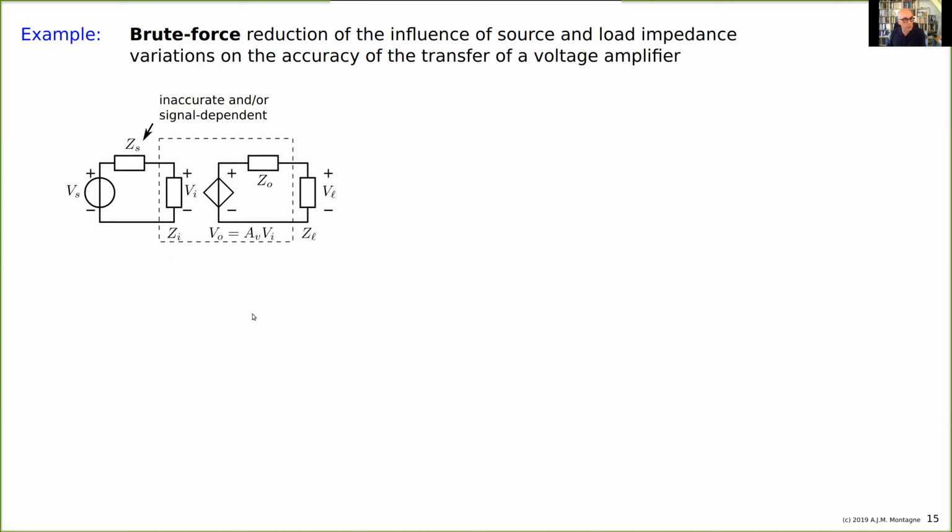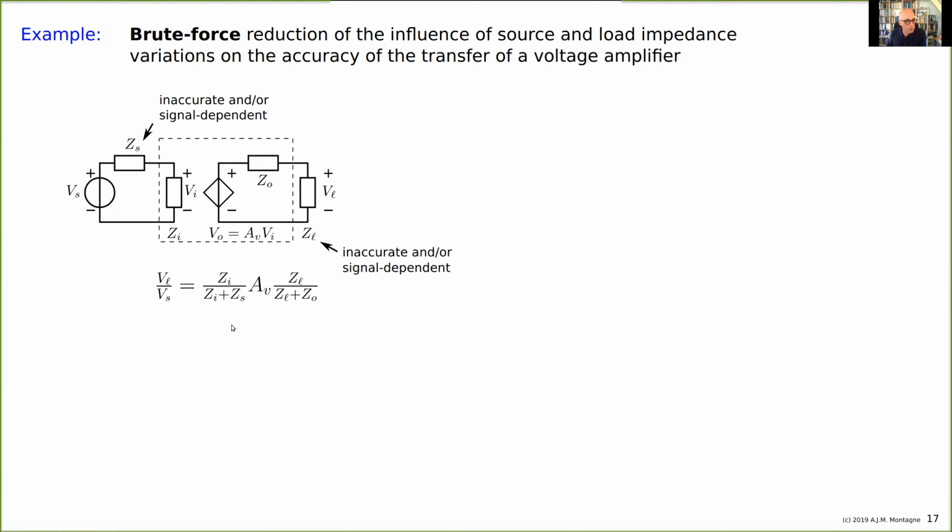Because we have basically then a transfer from the source to the input, which is inaccurate, and also from the load, which is inaccurate and maybe signal dependent. And as you know, as soon as we add something that is not fully predictable, we add noise. So this can also be regarded as a limitation of the information handling capability of the amplifier.